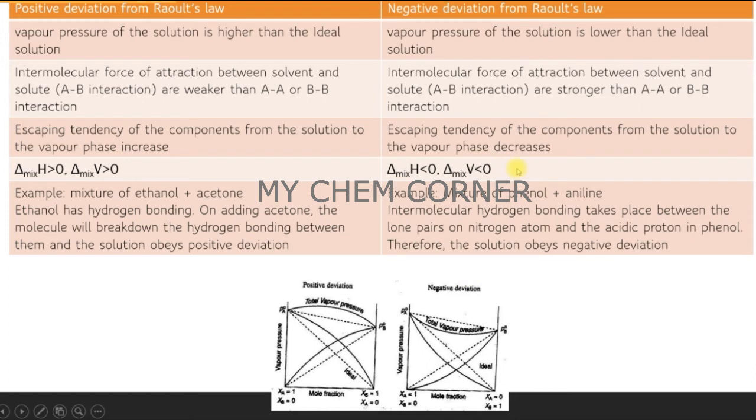But in negative deviation, what is happening? They prefer to stay bonded. They want to stay bonded as products between A and B. So here you don't have to apply more energy. So the enthalpy can be less than 0.